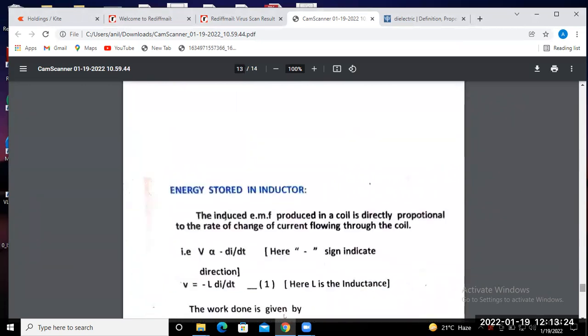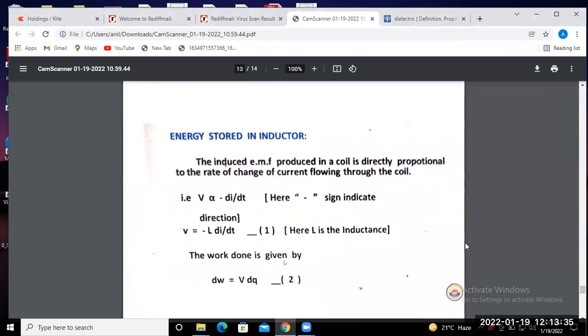So energy is stored in the inductor. Again, we follow the same things as the energy stored in the capacitor. We already said that the EMF induced, that means voltage, is directly proportional to the rate of change of the current, but in the opposite direction. So a negative sign is put here.